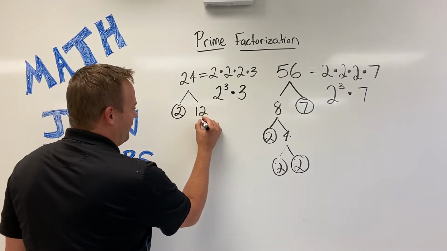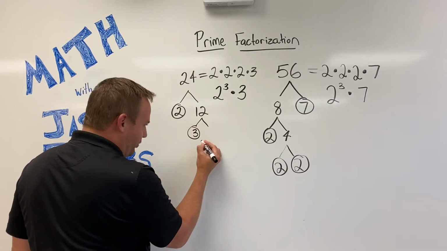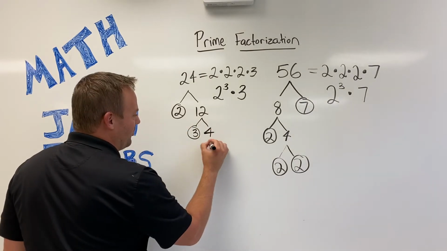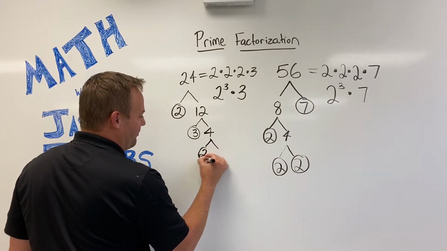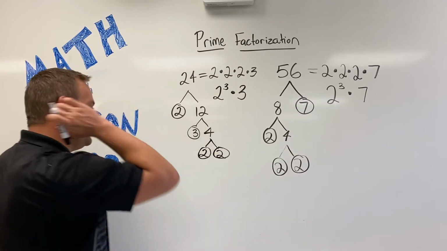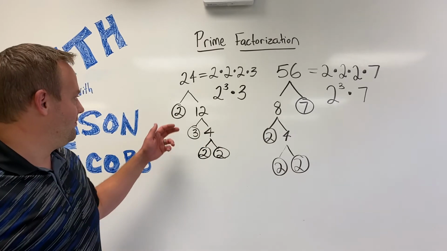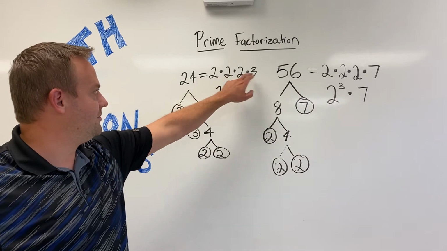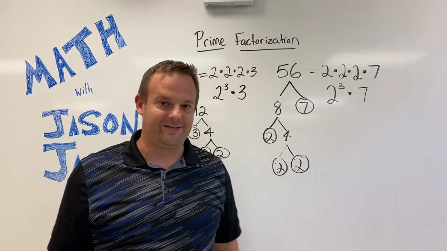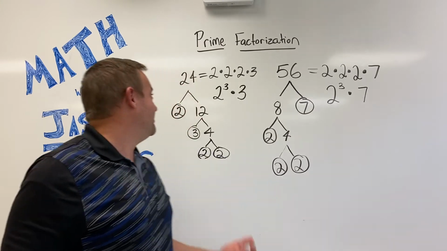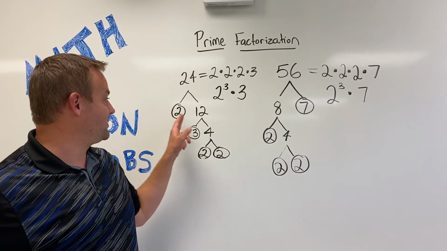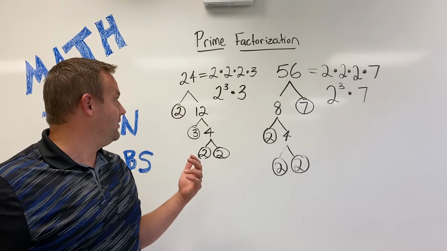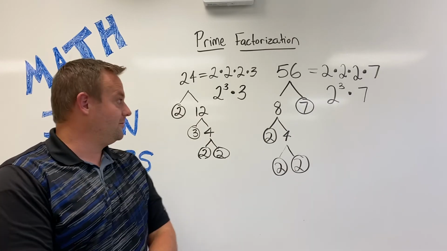So 12 factors out into 3, prime, and 4. And 4 factors out into prime, 2 and 2. So let's see if it worked. 2 times 2 times 2 times 3. 2 times 2 times 2 times 3. See, any way you slice it, it's still bread. So whether you use 6 and 4 or 2 and 12 or 3 and 8, it'll still work.